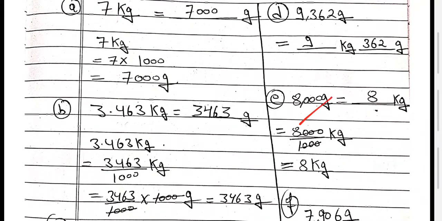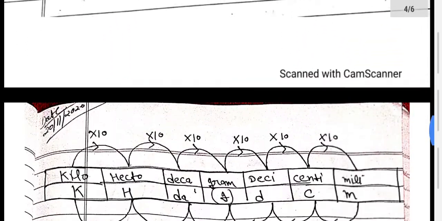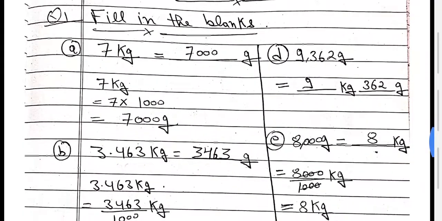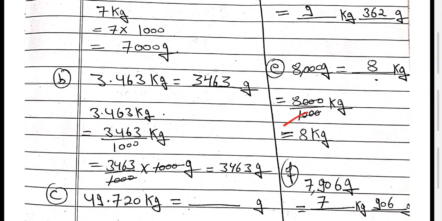Now 8000 gram, when you convert gram into kilogram, just see the table, gram to kilogram, 1 2 3. So you have to move 3 steps. So you have to divide it by 1000. So divide by 1000 to become kilogram, cut 000 by 000, and only 8 will remain. So your answer is 8 kg here.